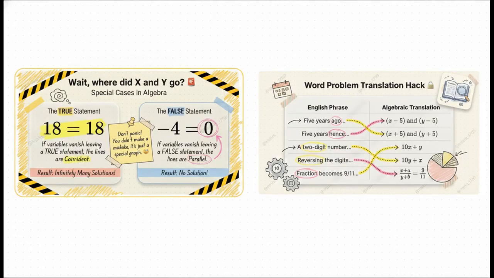Wait a second. What if your variables completely vanish while you're solving? Seriously, don't panic. If you're left with a true statement, something like 18 equals 18, the lines are coincident. Infinitely many solutions. But if you get a false statement, that means parallel lines, so absolutely no solution. Plus, you'll definitely want to keep these essential translation hacks handy. They're perfect for instantly turning those tricky word problems about ages, fractions, and digits into super easy algebra.